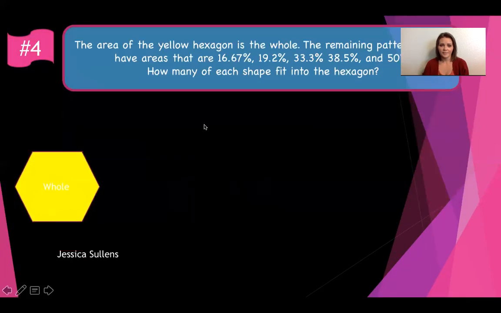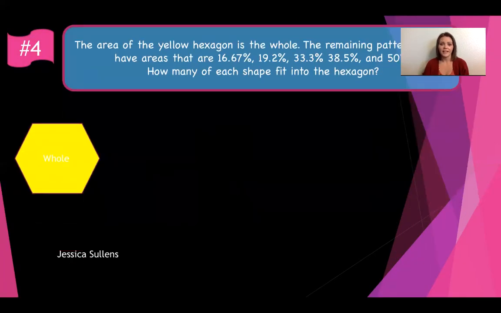All right, number 4. The area of the yellow hexagon is the whole. The remaining pattern blocks have areas that are 16.67%, 19.2%, 33.3%, 38.5%, and then 50%. How many of each shape fit into the hexagon? This is pretty simple. If you were in class, say you had some cutouts of those little wooden shapes, or you had your students cut out the shapes and fit them in with paper, they can glue them for maybe the younger age group. But what we're going to do first is look at our triangle.